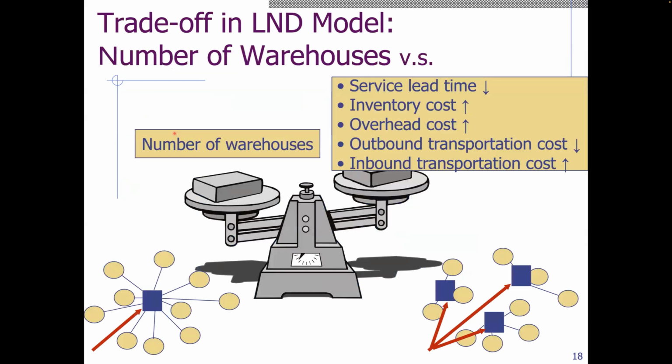For example, increasing the number of warehouses typically yields an improvement in service level due to the reduction in average travel time to the customers. An increase in inventory costs due to increased safety stocks required to protect each warehouse against uncertainties in customer demands. An increase in overhead and setup costs. A reduction in outbound transportation costs from the warehouses to the customers. An increase in inbound transportation costs from the suppliers and/or manufacturers to the warehouses.